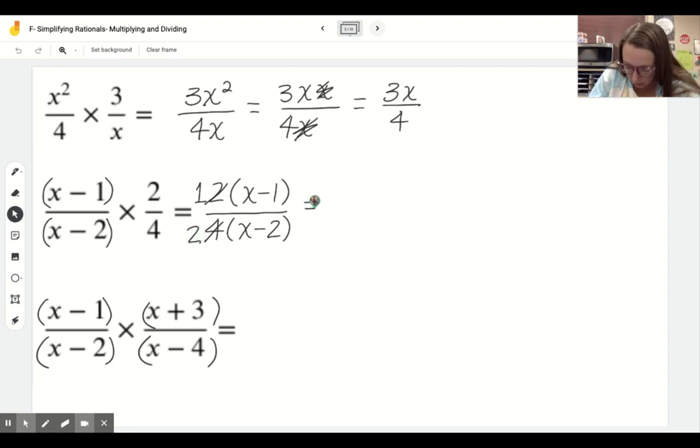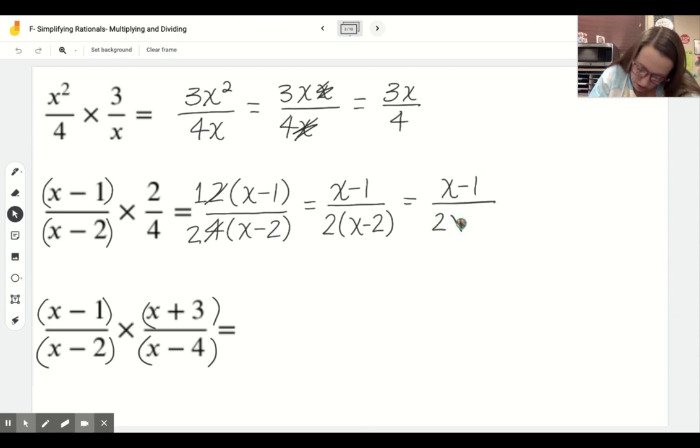So on the top, I don't really have anything happening. 1 times x minus 1 is just x minus 1. And on the bottom, I can distribute that 2 or not. Either way, either of these answers would be fine.